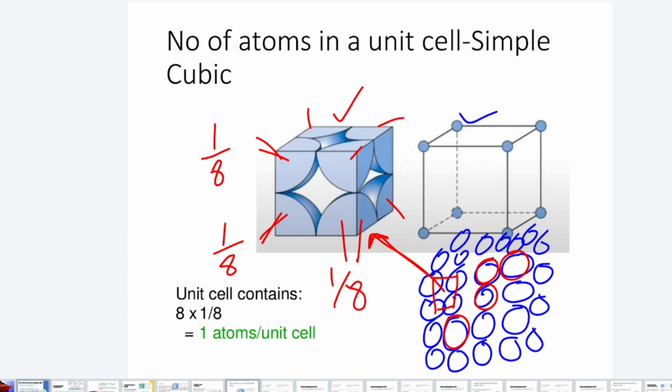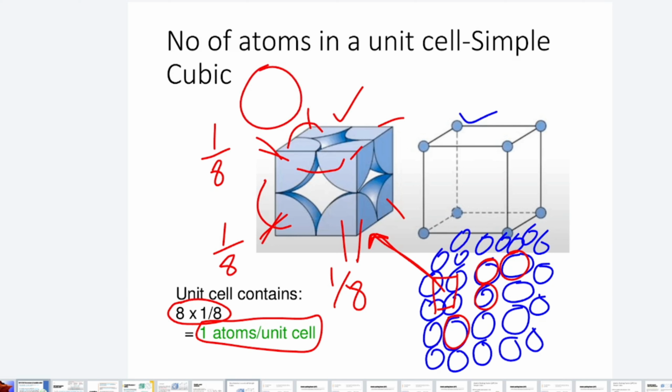Now, if there are 8 parts of the atom and each part is 1/8, so how much will it be? 8 multiplied by 1/8, we will get 1 atom. So what does it mean? It means in the unit cell of simple cubic structure, we have 1 complete atom. If you combine all these, you bring this here, this one here, this one here, it will make a single sphere. And the number of atoms in a simple cubic structure, a unit cell of simple cubic, is 1. Is it clear to you? Okay, good. This is the reduced sphere. We discussed it already. This is just the representation.